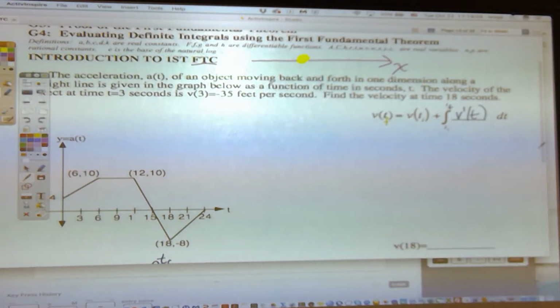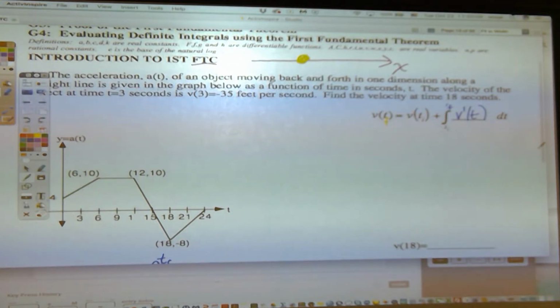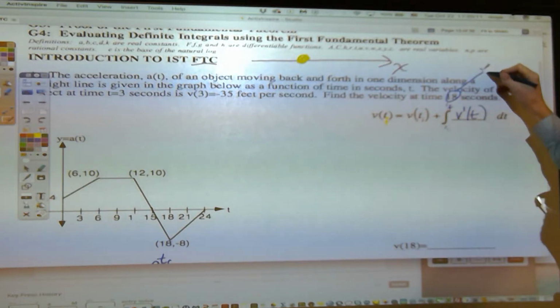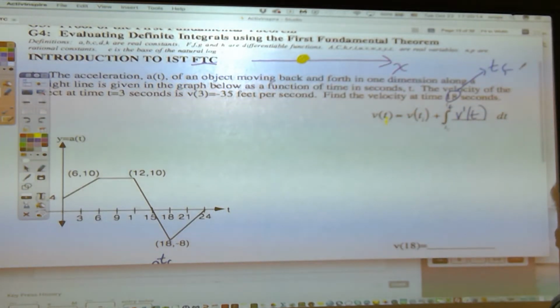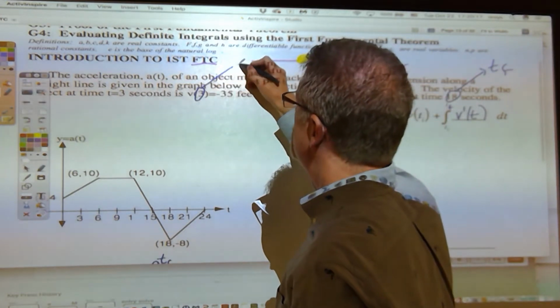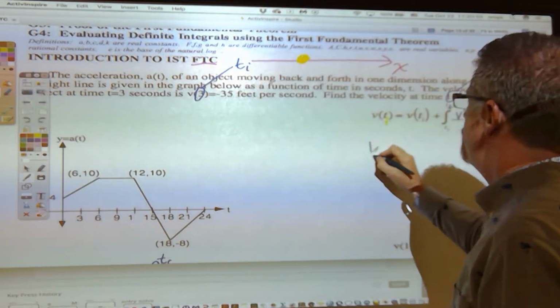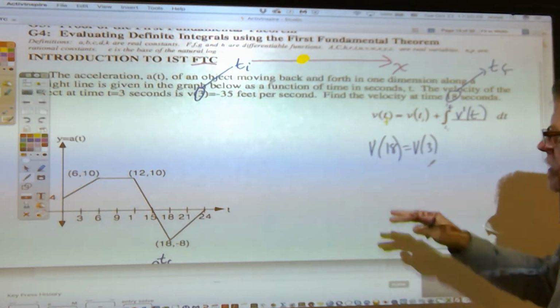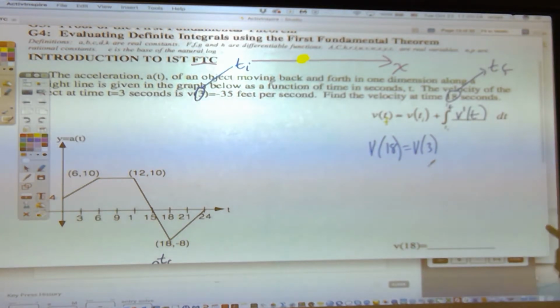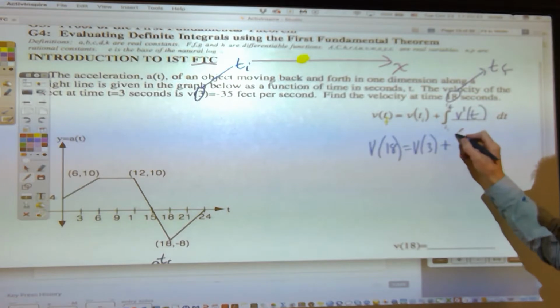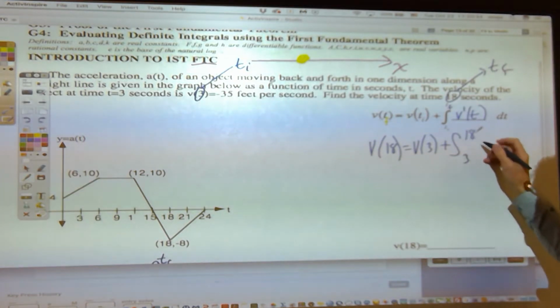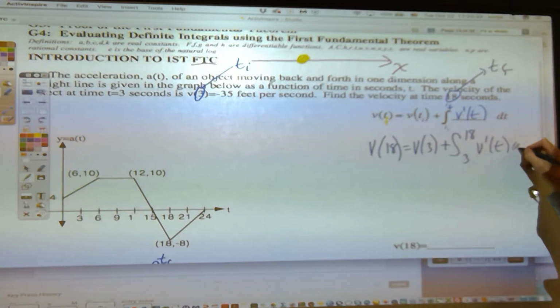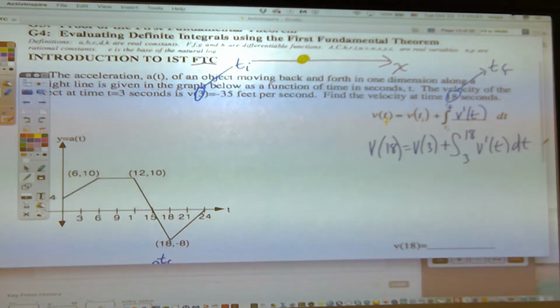Okay, so they're asking us to find the velocity at time 18. So time final, that's t sub f, and they gave us 3, so 3 will be t initial. So the velocity at time 18 is found by taking the velocity at time 3 plus the integral from 3 to 18 of v prime of t dt. Oh, happy day.